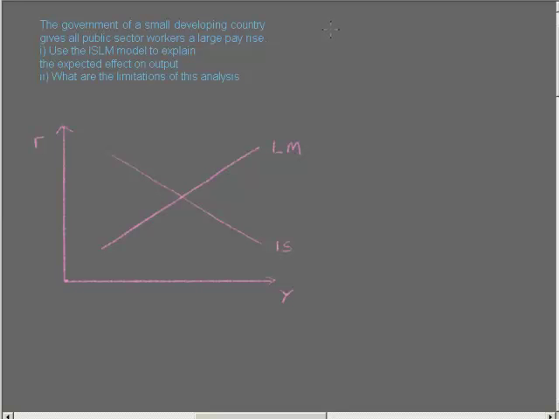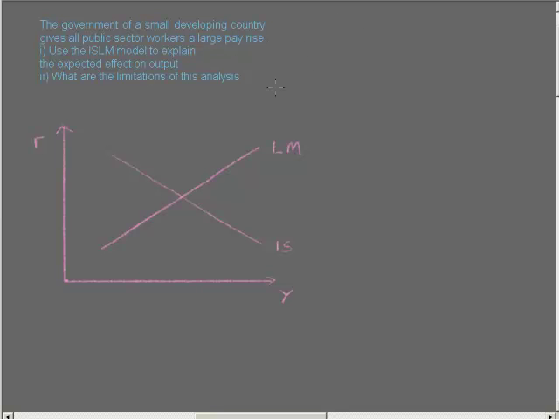This is a simple example of using the ISLM model to analyse policy. In this case, the government of a small developing country gives all public sector workers a large pay rise. It's an example that elsewhere I've done a film analysing using the Keynesian cross. Here we're using the ISLM model.